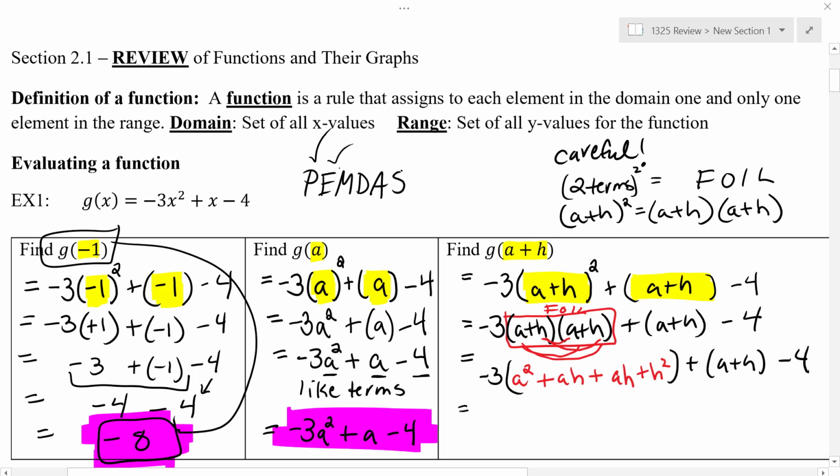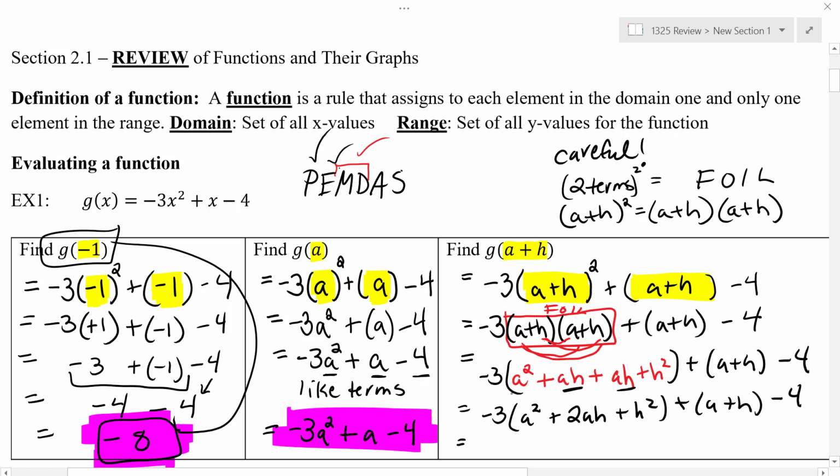Now, are there any like terms that can be combined there? So I would say yes, ah and ah, those two terms have exactly the same variables and the same exponents on those variables. So those can actually be combined as like terms. So we have inside the parentheses a squared plus 2ah plus h squared. Alright, so we've taken care of our exponent, and now let's move on to multiplication and division as they appear from left to right.